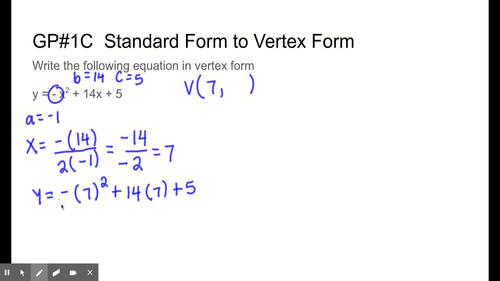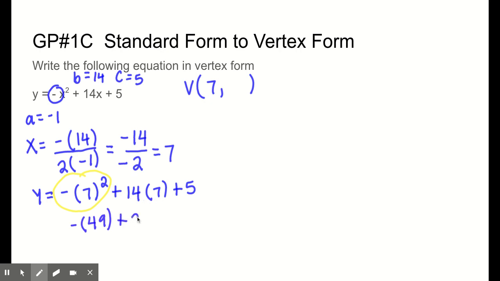Again, you have to follow the order of operations here. Be really careful with this negative. It's really easy to mess up right here. First, we have to use the exponent. So 7 squared, that's 7 times 7, which is 49. And then remember, this negative is like a negative 1 out in front. So we have to multiply that negative 1 to the 49. So that's going to become a negative 49.